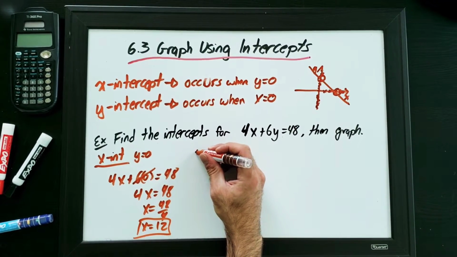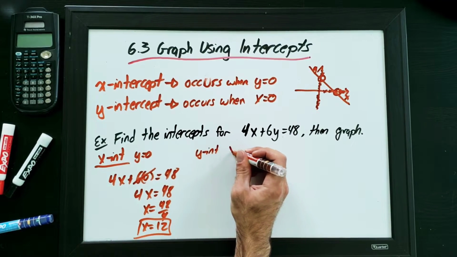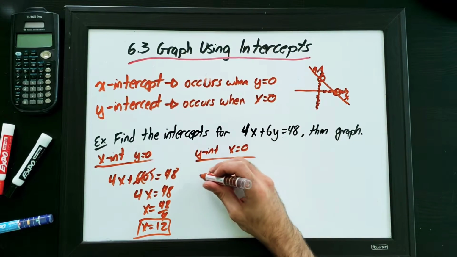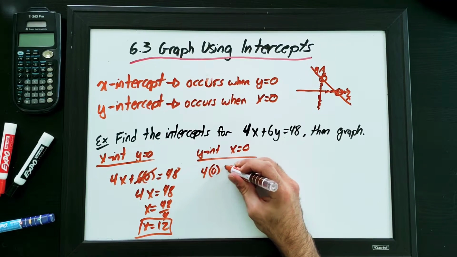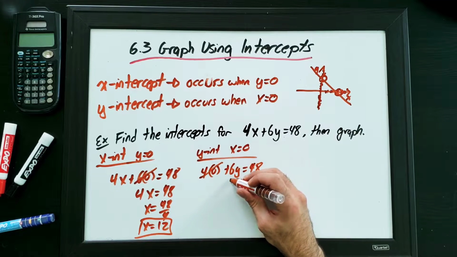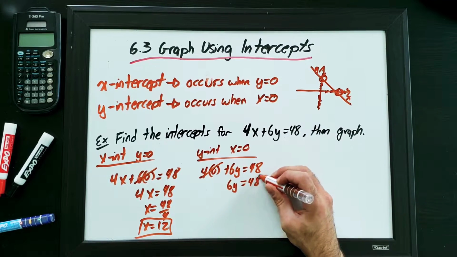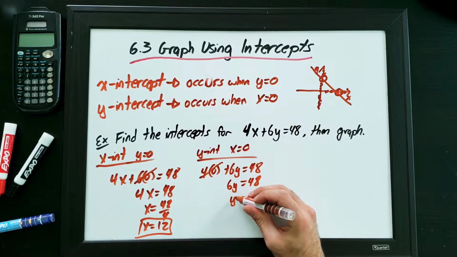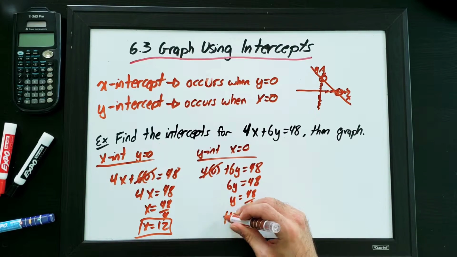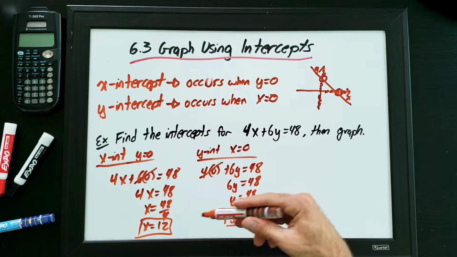I'm going to do the same thing for the y-intercept. This is when x equals 0. So I'm going to plug in 0 into x. 4 times 0 plus 6y equals 48. Gone. 6y equals 48. Divide by 6. y equals 48 over 6. y equals 8. Now I found both intercepts.